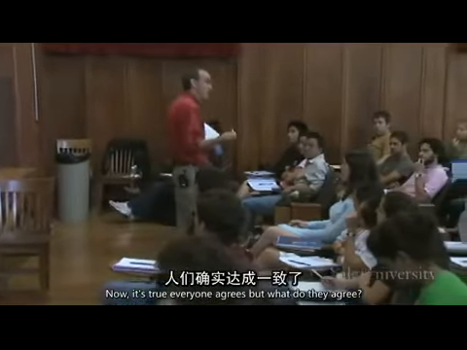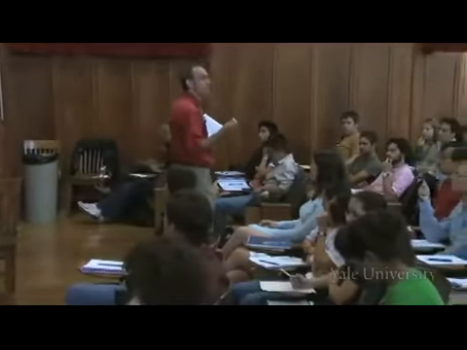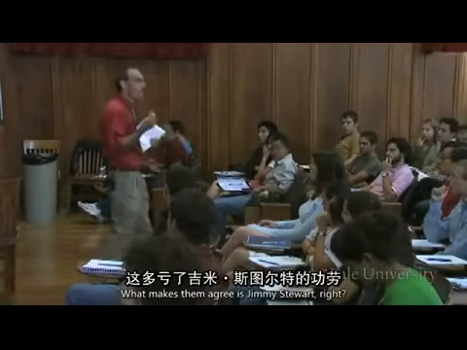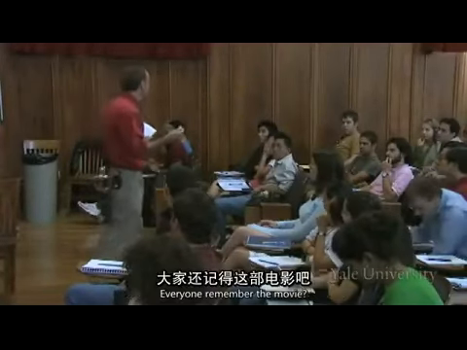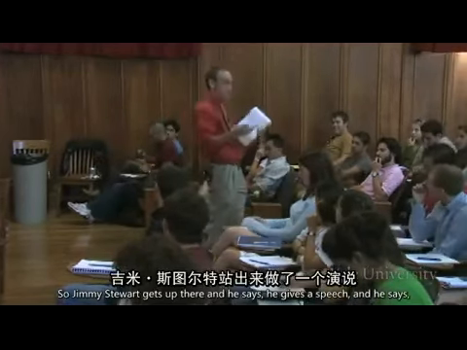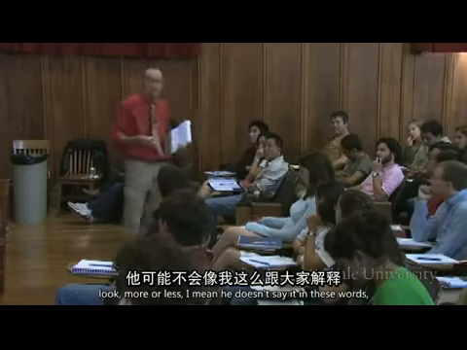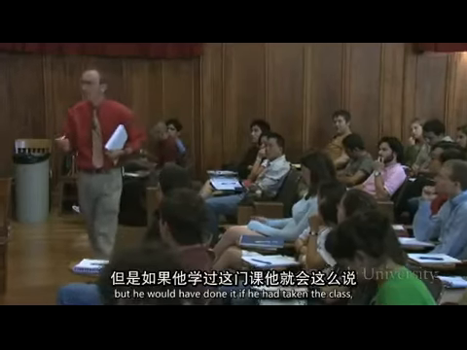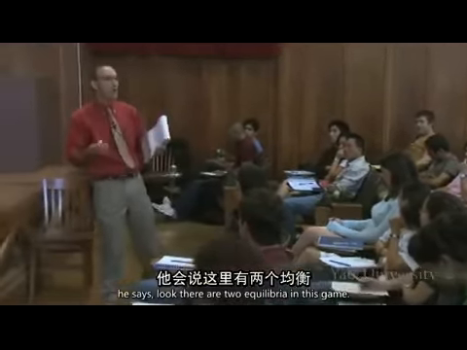Now, it's true everyone agrees, but why do they agree? What makes them agree? What makes them agree is Jimmy Stewart. Everyone remember the movie? So Jimmy Stewart gets up there and he gives a speech, and he says, look, more or less, he doesn't say it in these words, but he would have done if he'd taken the class. He says, look, there are two equilibria in this game.